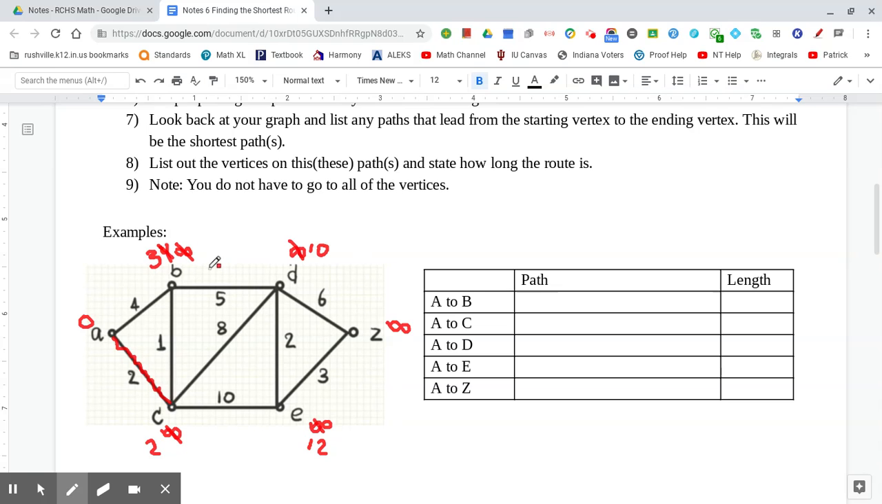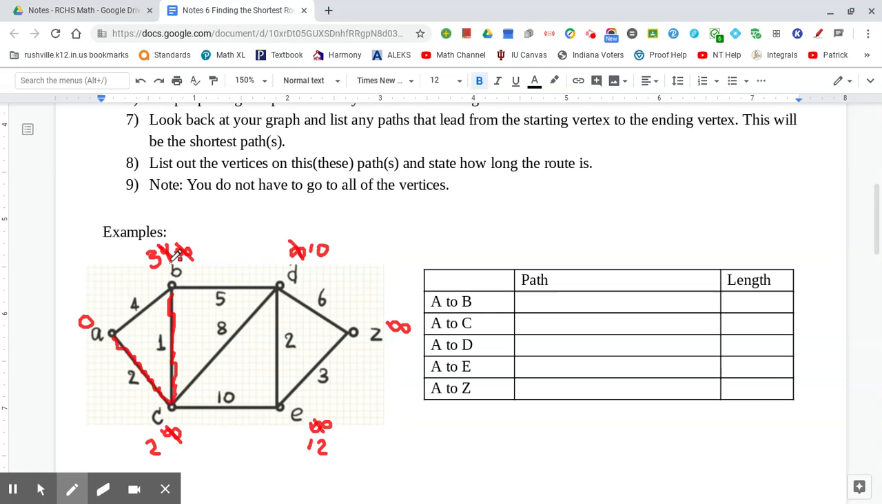So now I'm going to look at these vertices that I now have the option to go to. I'm going to look at the numbers associated with them, and I'm going to choose the one that is the smallest. So 3, 10, or 12, obviously 3 is the smallest. So now I'm going to darken the edge that goes from C to B. And now I'm at B.